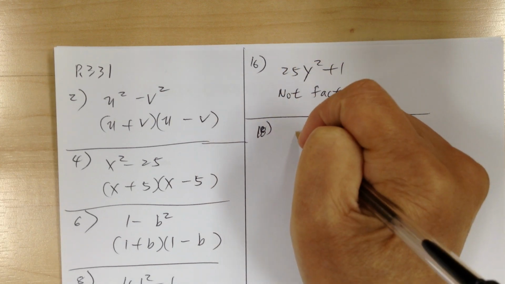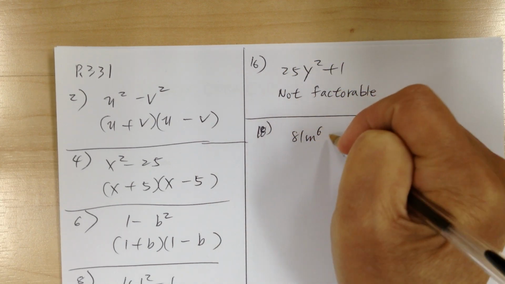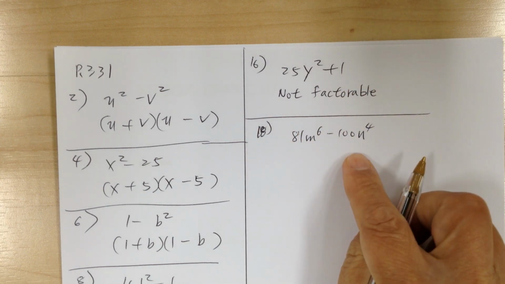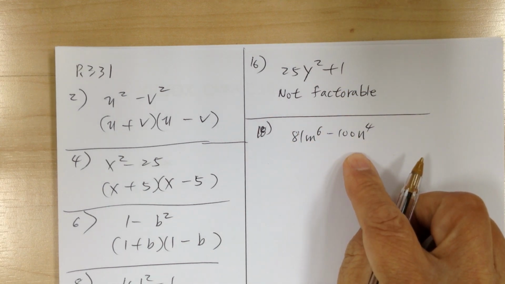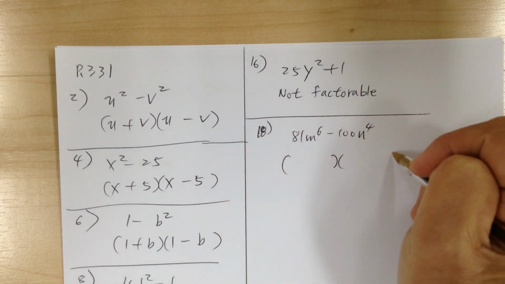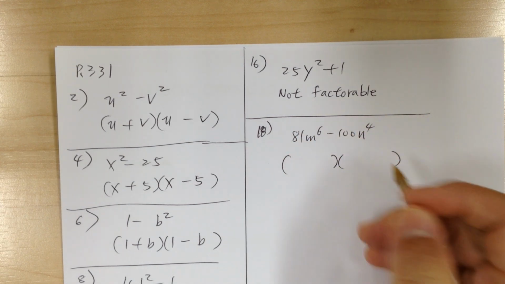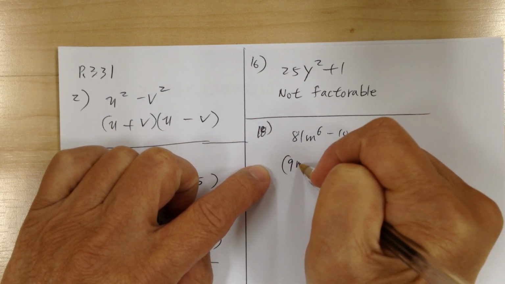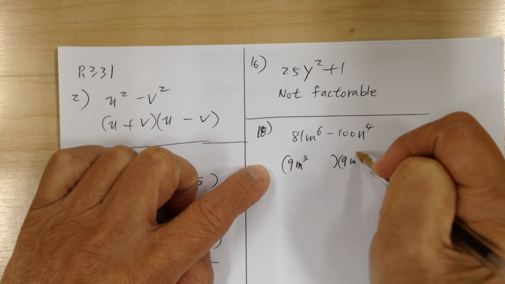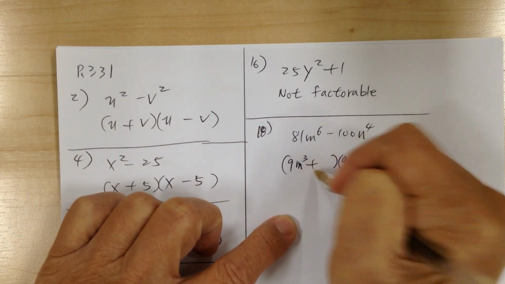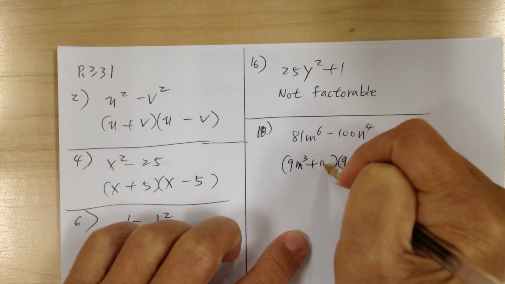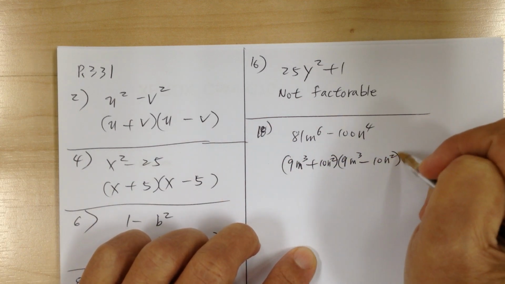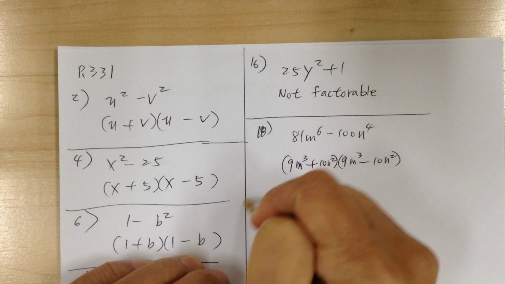Okay, number 18. You have 81m to the 6 minus 100n to the 4. So step 1 common factor, cannot. So you go to step 2a. So everything is all perfect square, so you can do this. So you got 9 times 9 give you 81. m to the 3 times m to the 3 will give you m to the 6. Plus times minus give you minus. 10 times 10 give you 100. And n squared times n squared will give you n to the 4. And that's it.